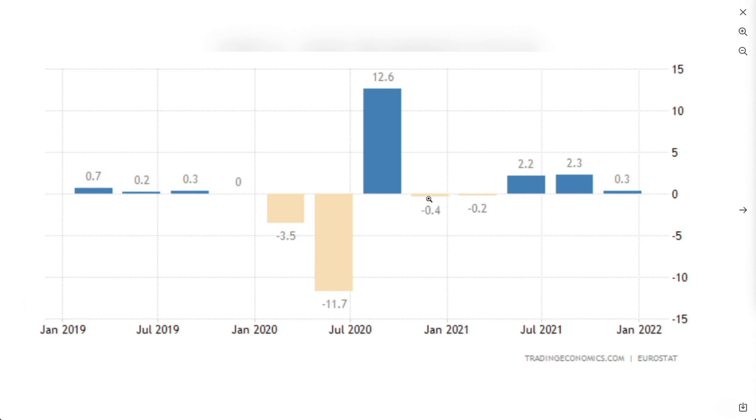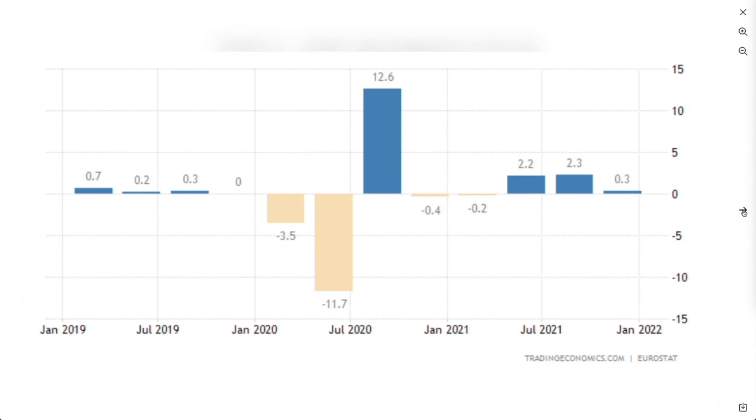From January 2021 to this year, we had some negative growth in Europe. We did get a little bit of growth, but then came back to 0.3%. So you can see we had some negative growth. Two quarters of negative growth is deemed a recession, so technically Europe was in a recession, then came out of it, but had very weak economic growth.